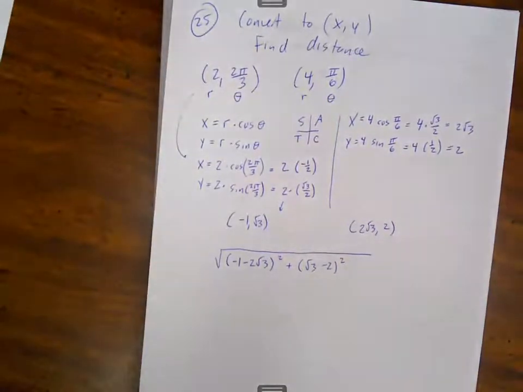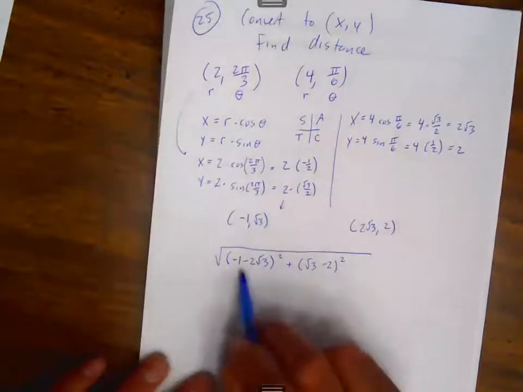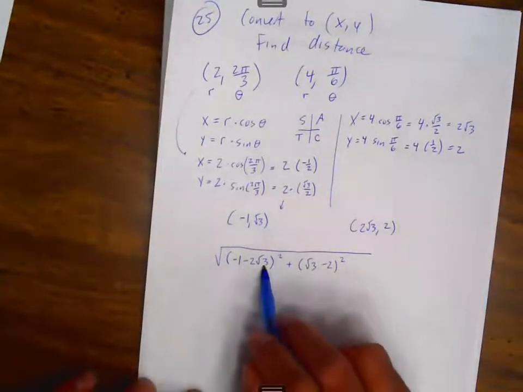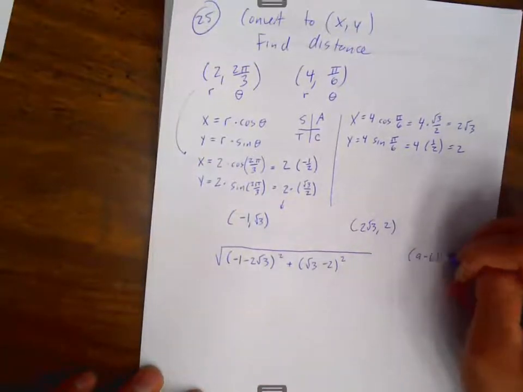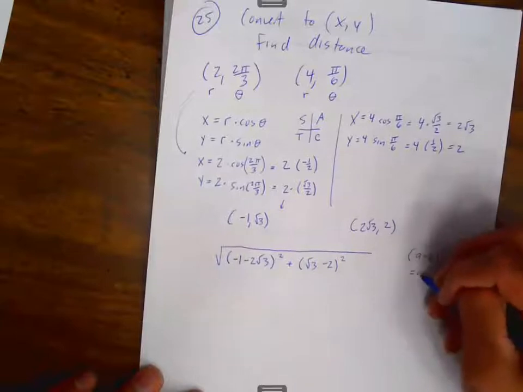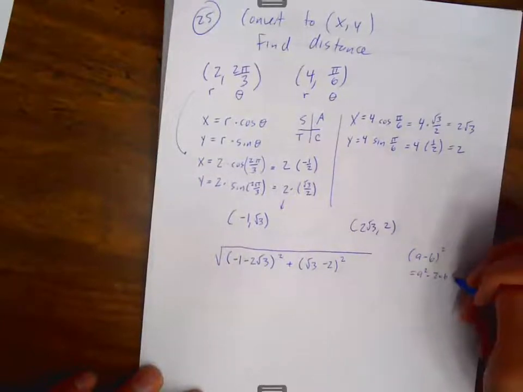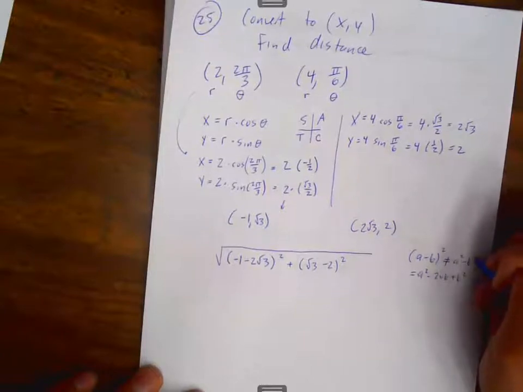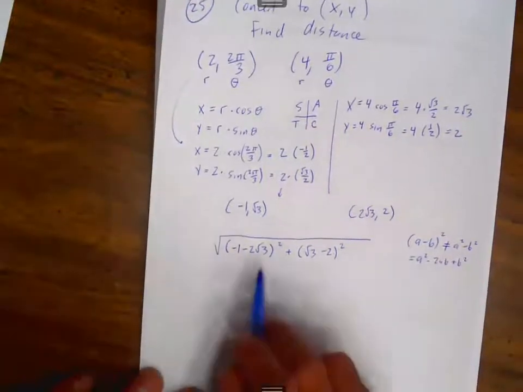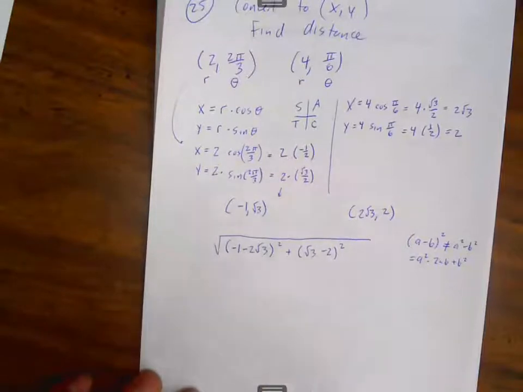So now we're going to have to FOIL those out because that's hard to simplify without doing that. What I'm trying to say is you don't want to square -1 and -2 root 3 separately, because we have (a plus b) squared or (a minus b) squared. That's equal to a squared minus 2ab plus b squared. It's not equal to a squared minus b squared. All right.